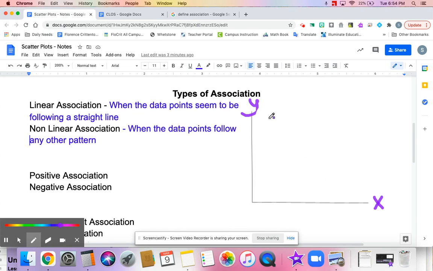Another nonlinear one is if it kind of makes a U. So it starts to go down like this, but then it comes back up, all the points.